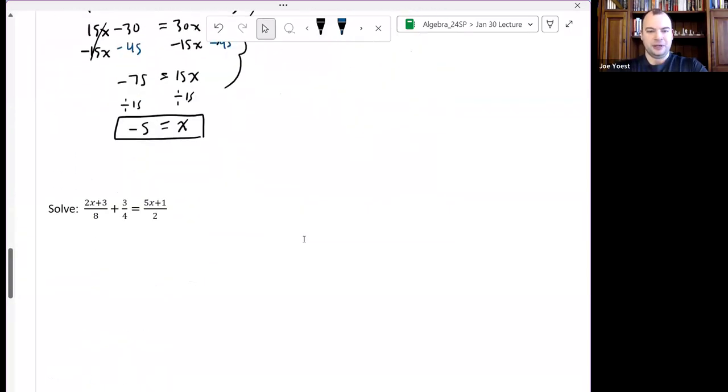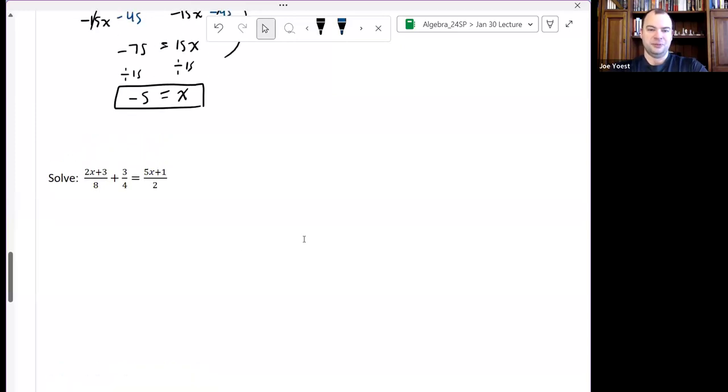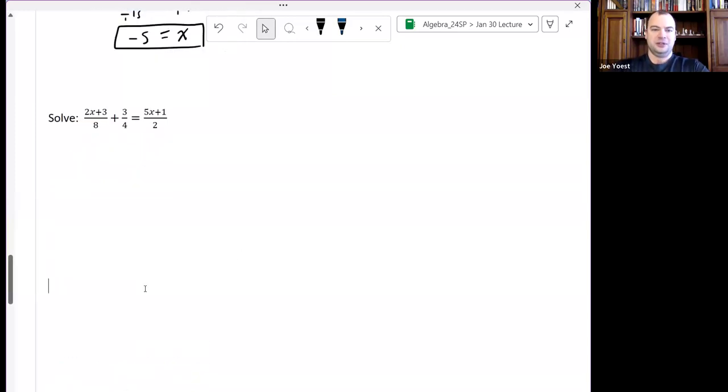Okay, so I want to move on to this next one, work through this one, and then we'll work through these two together in the worksheet. So here we have (2x plus 3) all divided by 8 plus 3/4 equals (5x plus 1) all divided by 2.